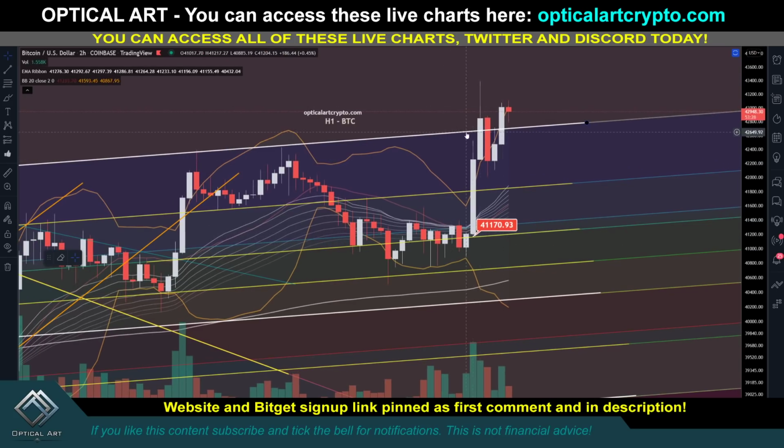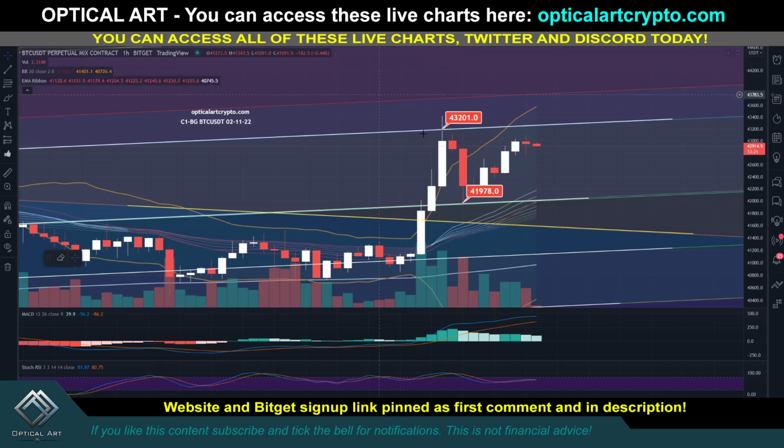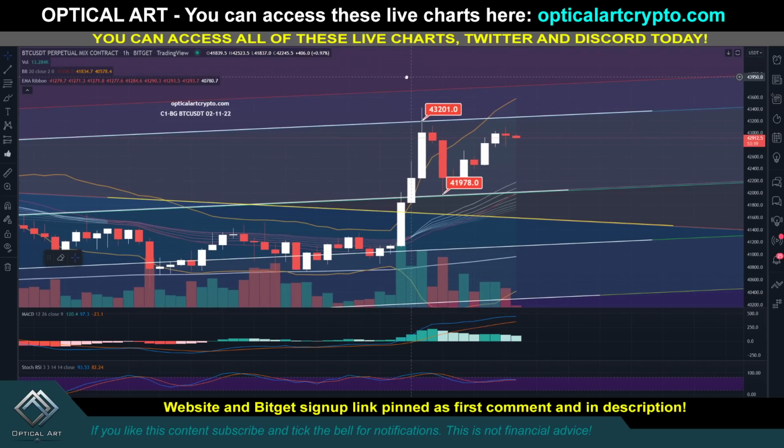Now, yes, we did push up above this point, but I showed you how you would play this resistance level. And again, why I say always have all the charts open. While we did push above resistance on the H1 chart, notice where we found resistance on the C1 BG chart. We did get a wick above it.